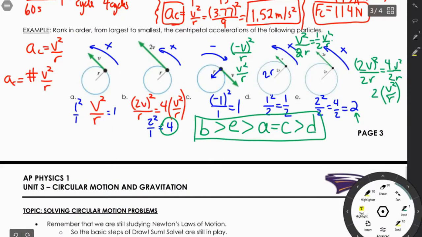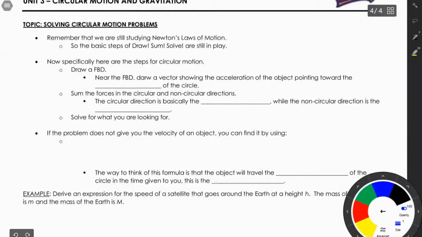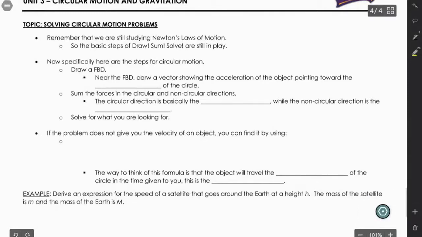Okay, so the last thing we have to do in this unit is really talk about how we solve some of these problems involving circular motion. It's going to be kind of applying Newton's second law. We're still studying Newton's laws of motion here, we're just looking at the circular aspect. So again, we're going to focus on our 3 steps: draw, sum, solve.